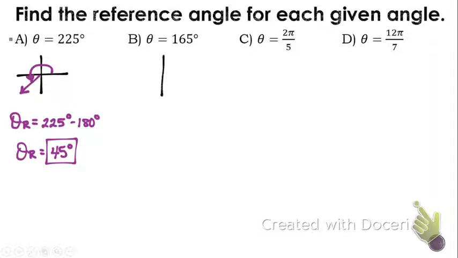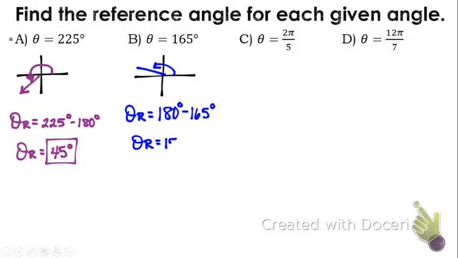What quadrant is 165 in? Second quadrant. Bigger or smaller than 180? Smaller. So how do I do this one then? If I do 165 minus 180, I'll end up with a negative. 180 minus 165. My reference angles should always be positive. Yep, 15. If you do it the wrong way and you get a negative, just take the negative away and make it positive. You want the acute angle. So theta r is 15 degrees.